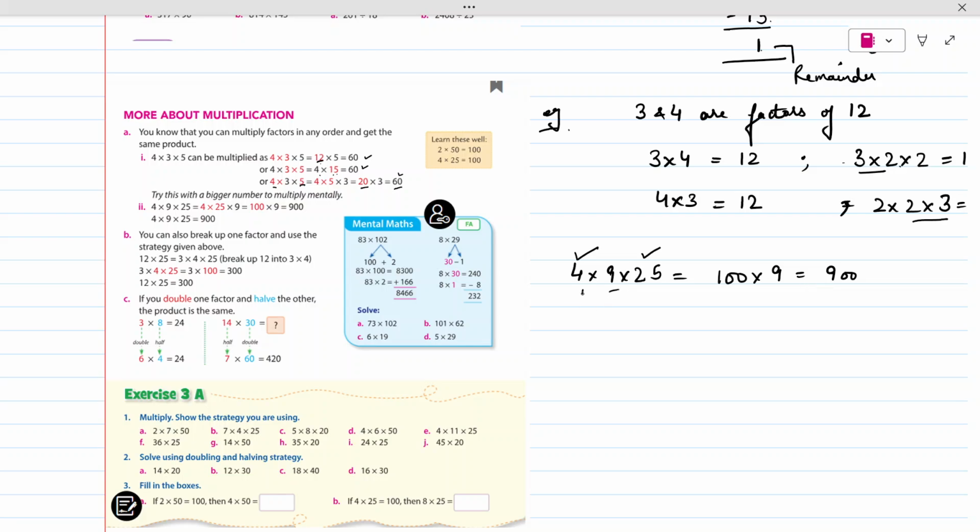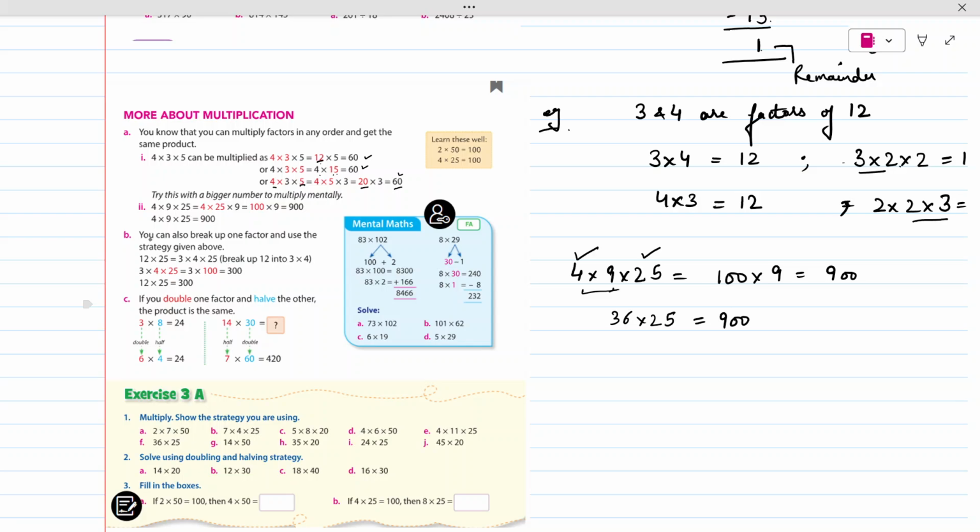The other way is, we can do 9 into 4 is 36, into 25. Then also we will get 900 as the answer. But it is always easy to break down the number into smaller numbers because it is easy to multiply them, right?